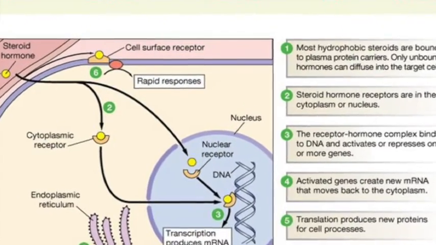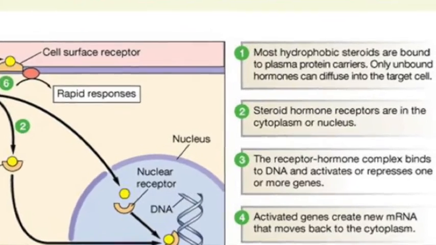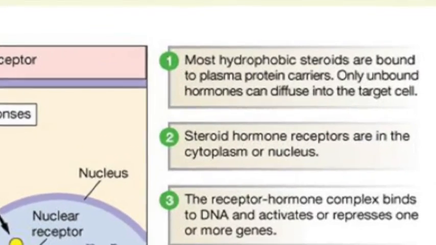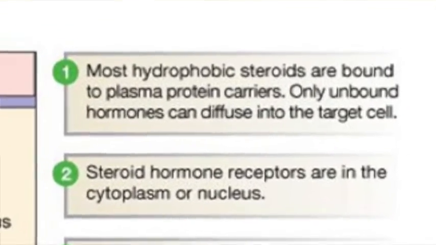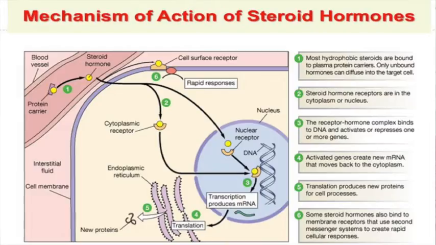And then, secondly, the receptor bound with the steroid hormone travels into the nucleus and attaches to another specific receptor on the chromatin. And then specific RNA molecules, which is the messenger RNA, will be produced in a process called transcription.